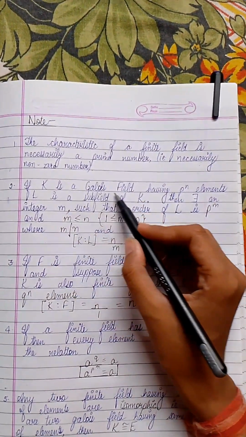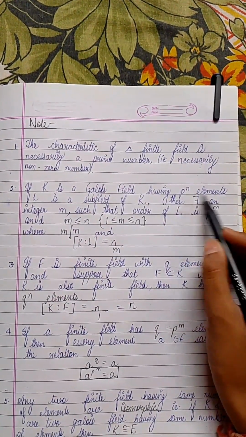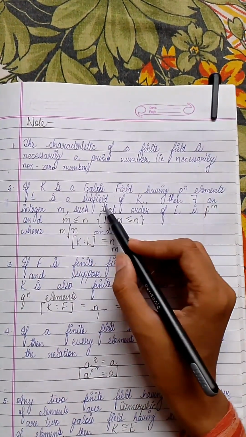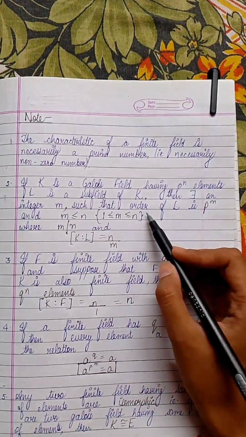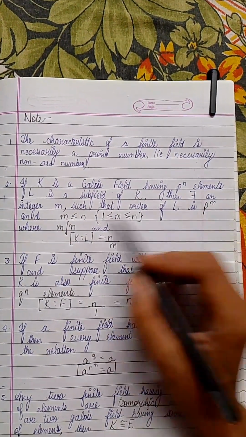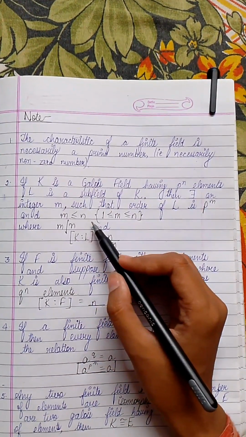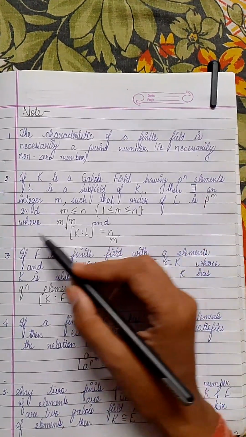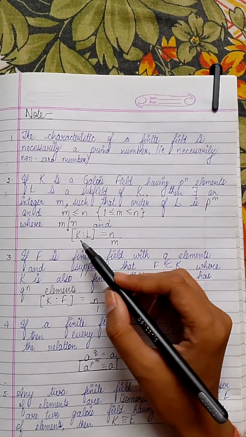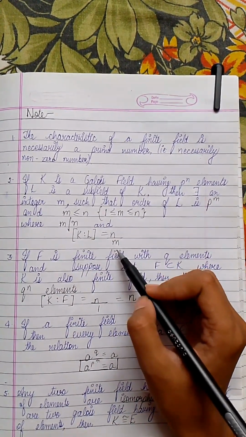If K is a Galois field having p to the power n elements and L is a subfield of K, then there exists an integer m such that the order of L is p to the power m, and m is always less than or equal to n, that is, 1 is less than or equal to m is less than or equal to n, where m divides n and the order of K over L equals n upon m.